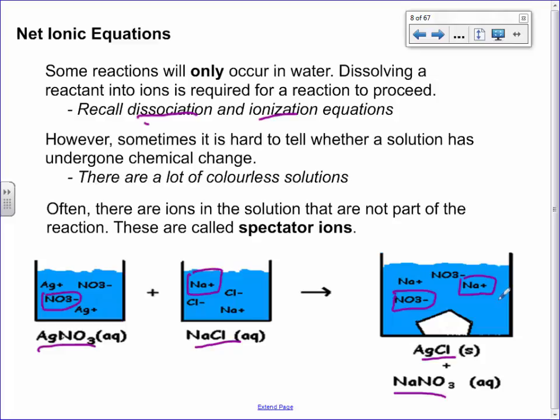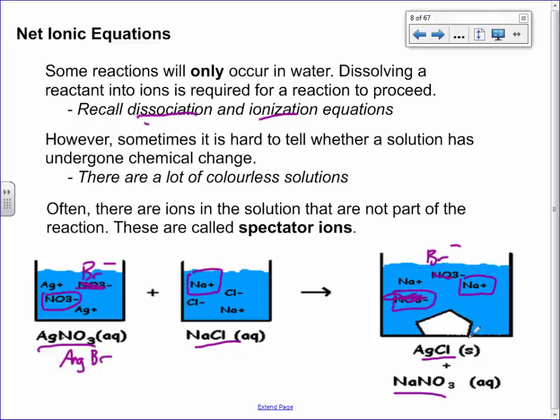Which leads to a really important question. Did this have to be silver nitrate, or could it have been something else? For example, what if it was silver bromide? If all of these were changed to bromine ions, and then afterwards I had bromine ions in here, would it have really impacted the chemistry that occurred?